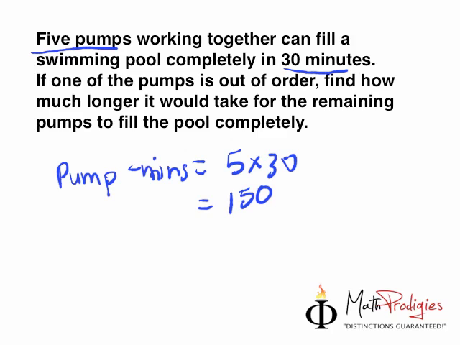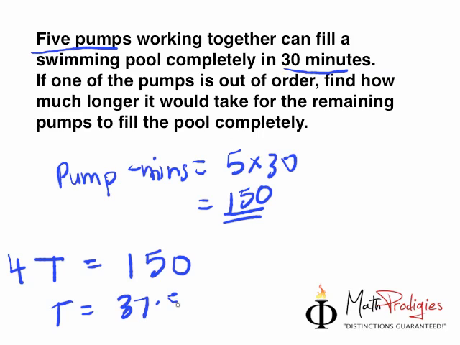We see that the time equals T, so 4T, because there are only 4 pumps, equals the same number of pump minutes, because that gives you the amount of water required. So 4T equals 150, and you find out that T equals 37.5 minutes. In other words, each pump has to pump 37.5 minutes, and hence you still get the same answer of 7.5 minutes longer to fill the pool. That is the second method, much faster.